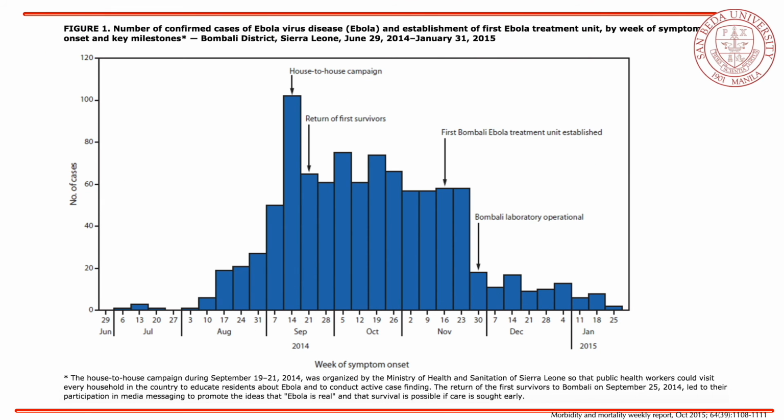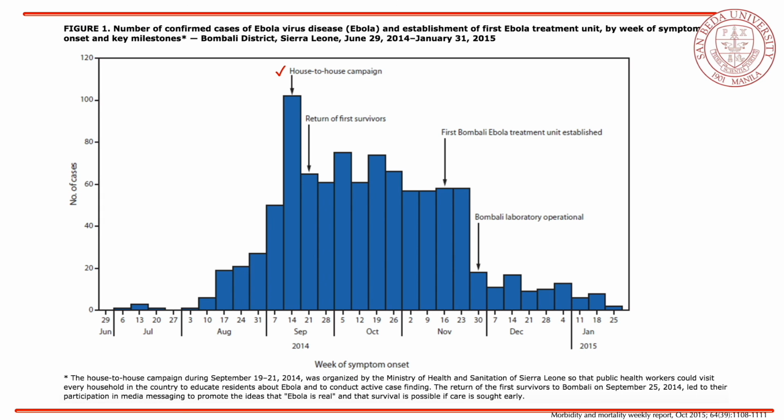Now, this epidemic curve in this example features the confirmed Ebola virus disease cases during the Ebola outbreak in the Bombali district in Sierra Leone from June 2014 to January 2015. Now, the x-axis represents time, while the y-axis represents the number of cases. Now, with epidemic curves, we can actually mark when key milestones came into effect, such as the start of the house-to-house campaign by the Ministry of Health and Sanitation of Sierra Leone, but that was not until 2 to 3 months after the emergence of the first Ebola case, during which the number of cases peaked to a little over 100 cases in a week.